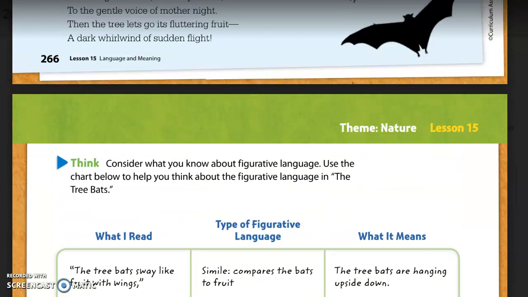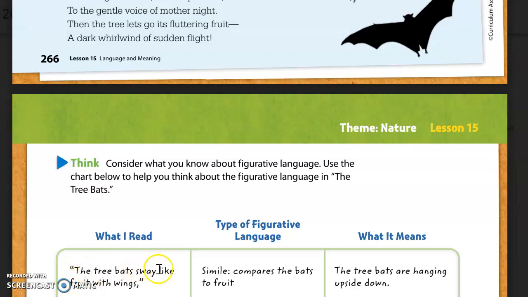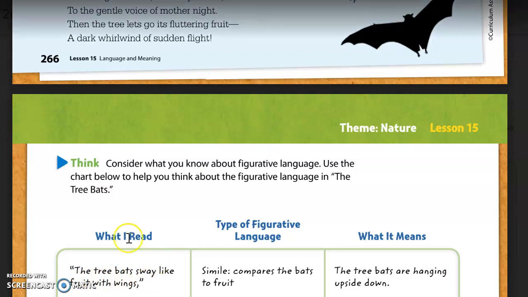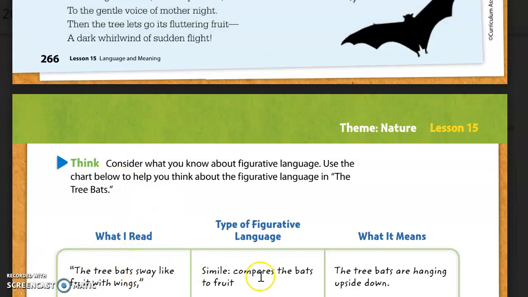let's look at the first one first. Sorry, let me scroll right there. Where it said the three bats sway like fruit with wings. All right. I don't know what kind of fruit you thought of. Everybody probably thought of a different kind of fruit, just hanging up in the trees. I thought about pears hanging up in a pear tree, or apples, the way they just swing back and forth. So you imagine that with wings.